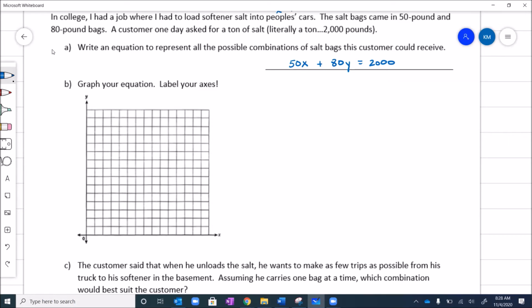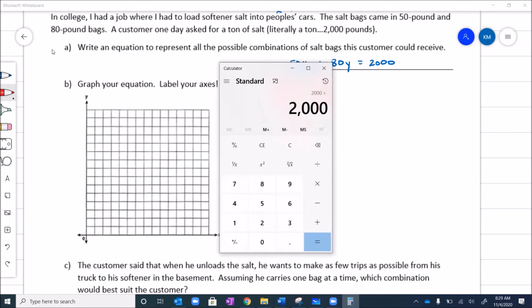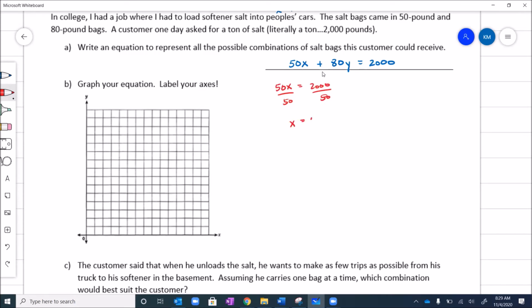Now, in order to do this, we basically just solve with standard form. Find the x and y intercept. So we'll have 50x, plug 0 in for y, equals 2,000. Divide by 50. X equals, what's 2,000 divided by 50? 40. So we could have 40 50-pound bags.